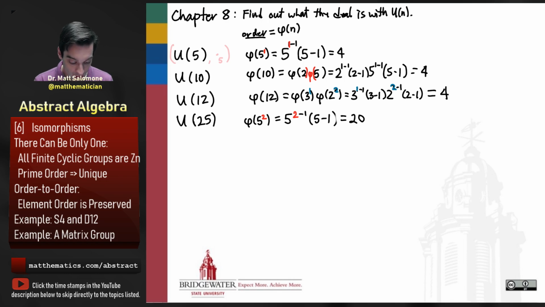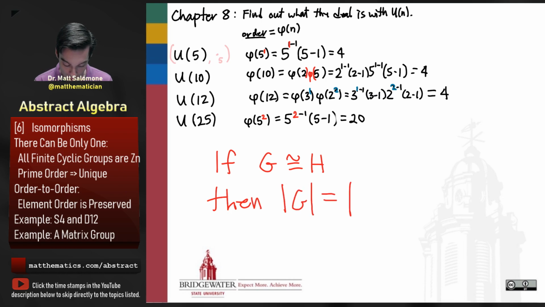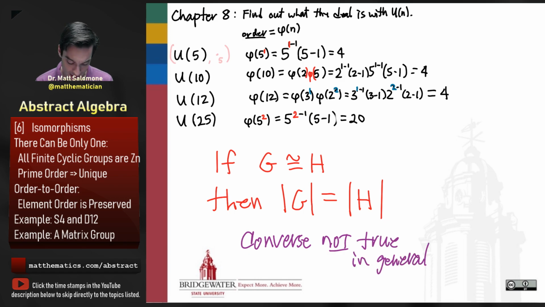Remember, all of these isomorphism properties are sort of one-way implications. If G is isomorphic to H, then the order of the group G agrees with the order of the group H. But it is not the case, in general, that the converse holds. Converse is not true in general. It may be true in some cases, but we can't guarantee that just because the order of 2 groups is the same, they're necessarily isomorphic.